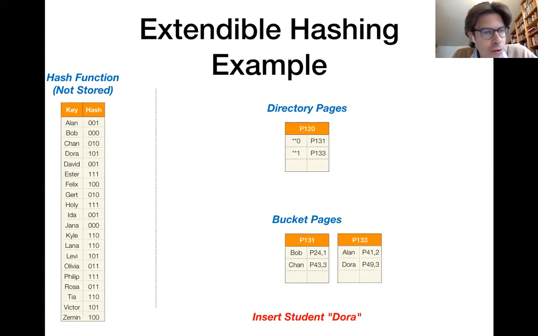All right, so let's insert David. And David has a hash value of 001, so it ends with a 1, and we should insert it according to the directory into page number 133. All right, now the next student would be Esther. And if we insert Esther, then something interesting happens, because Esther's hash value ends with a 1, and it would need to go into 133. But that page is already full, so I have to add more pages.